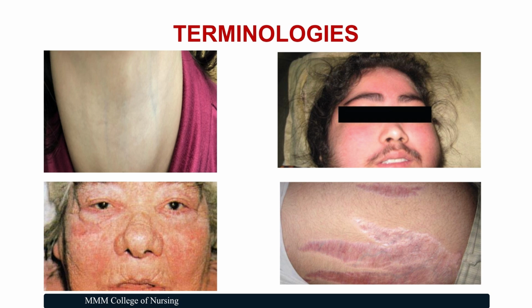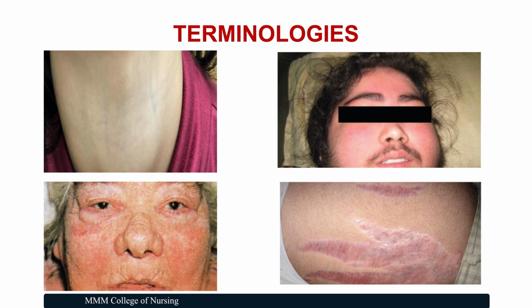Next one is myxedema. It is a severe hypothyroidism where the skin and soft tissue swell with a mucus-like substance. So the face looks puffy, movements are slow, speech is slow. In extreme form it is a medical emergency.